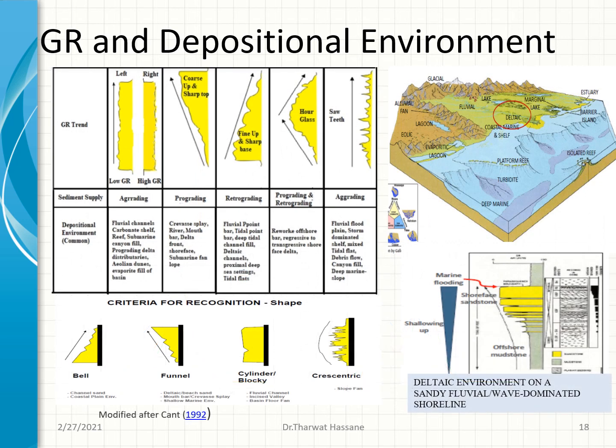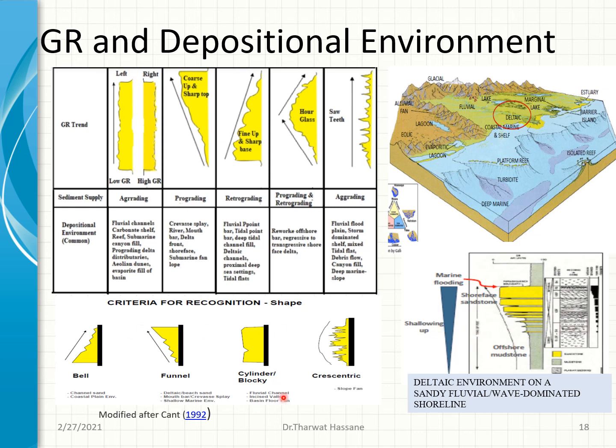Okay, so gamma ray and deposition environment. Geologists, especially in clastic formations, use the gamma ray shape to identify the deposition environment. This is like a cartoon showing all the deposition environments here. This is just one example for a coarsening-up gamma ray in sequence like that.